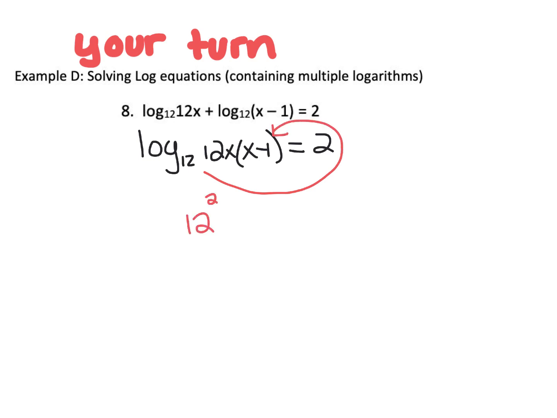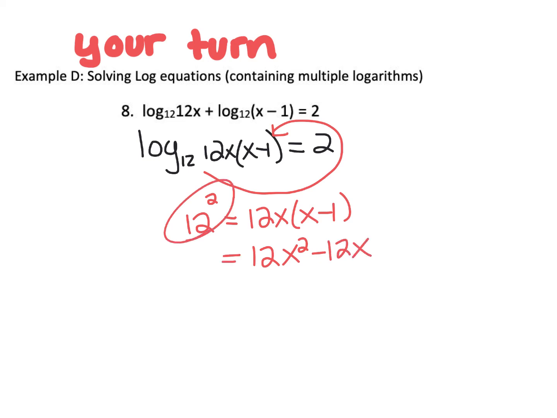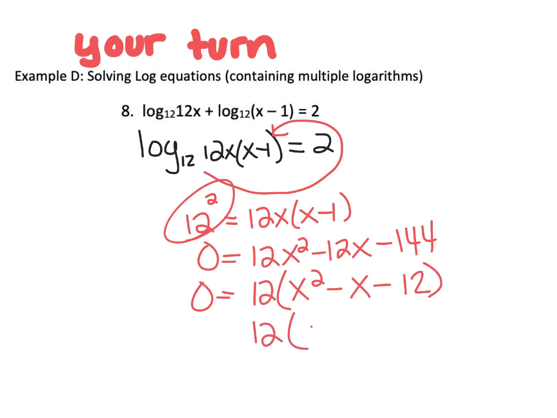So 12 squared equals 12x times x minus 1. So I've got, I'm going to distribute here. That's 12x squared minus 12x. And this right here is 144. I'm going to subtract it from both sides. And let's see what we can do from here. I'm going to factor out my greatest common factor. x squared minus x minus 12, and this is much more doable.